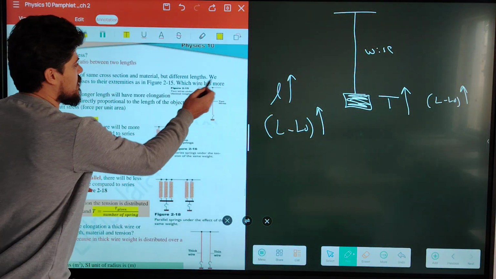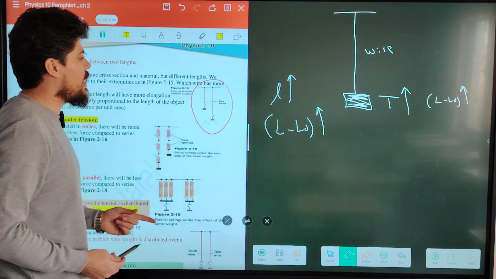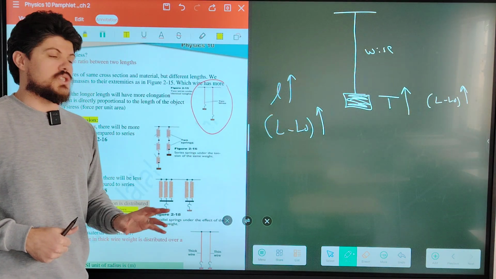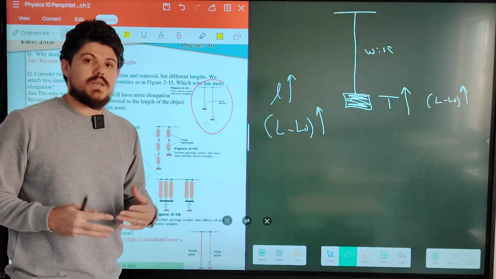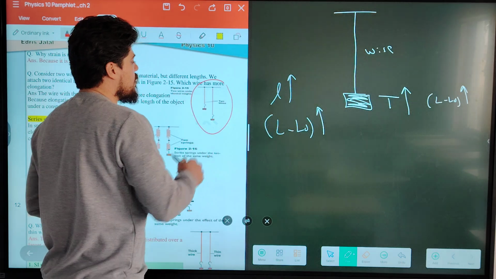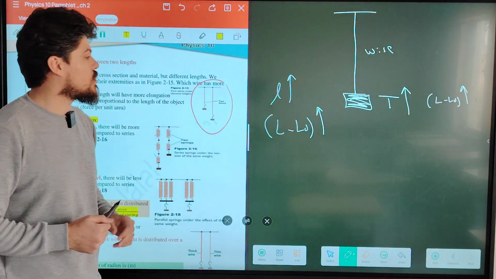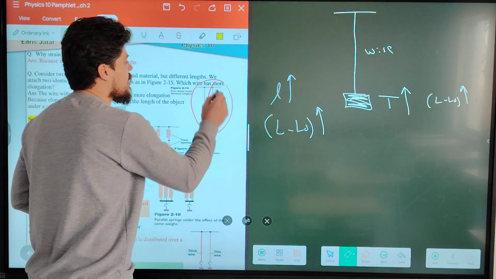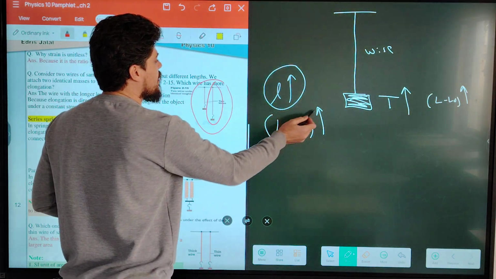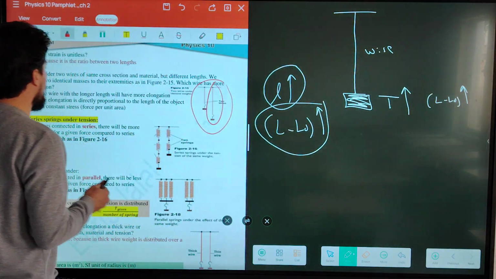As you can see in this figure, guys, how many wires do we have? We have 2 wires, and the 2 wires are under the same tension. Both wires have the same tension. But which wire has more elongation? The wire with the more length or the wire with the short length? Absolutely, the wire with the more length has more elongation. Why? Because the length of the wire is directly proportional to the elongation.